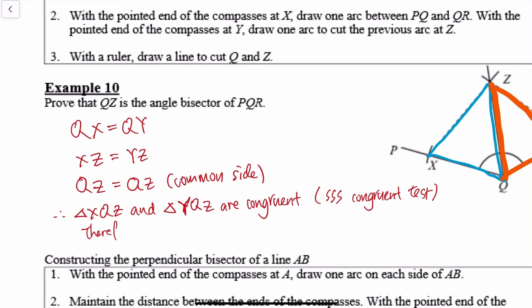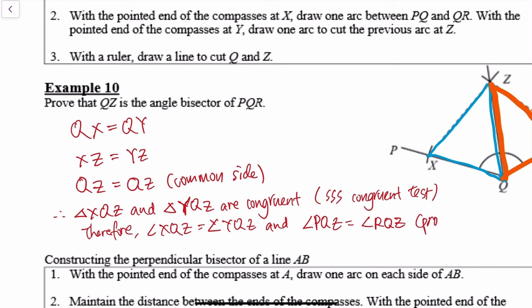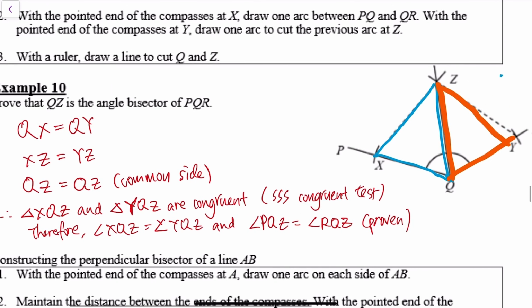Therefore, angle XQZ is equal to angle YQZ, and angle PQZ is equal to angle RQZ. So in that case, I have proven that it is an angle bisector.